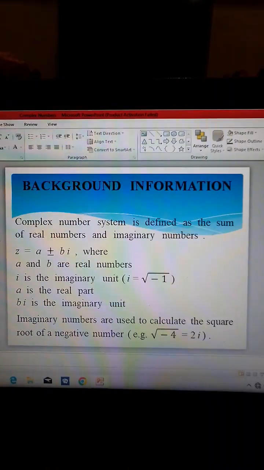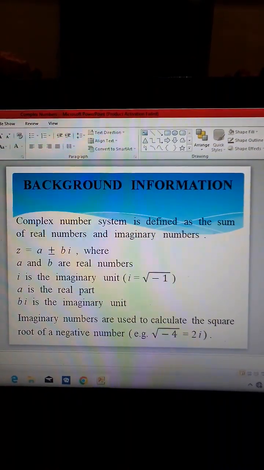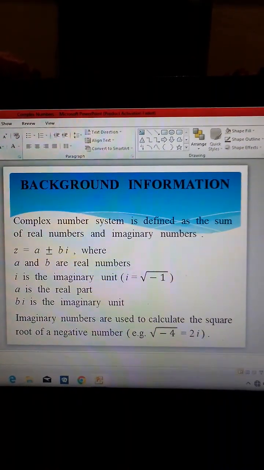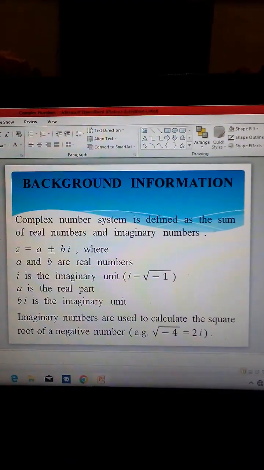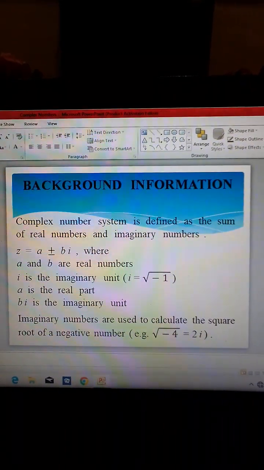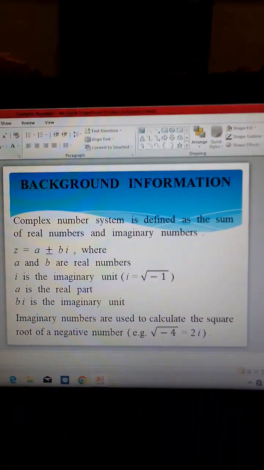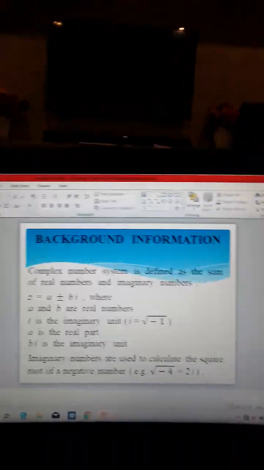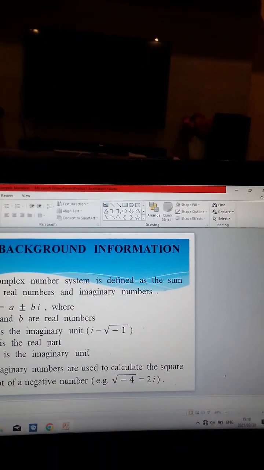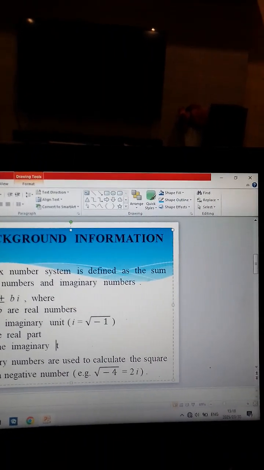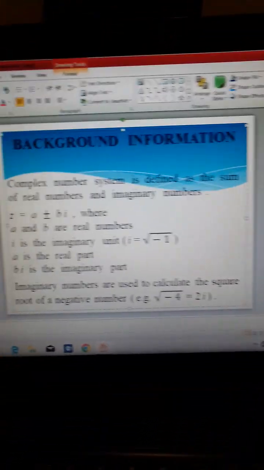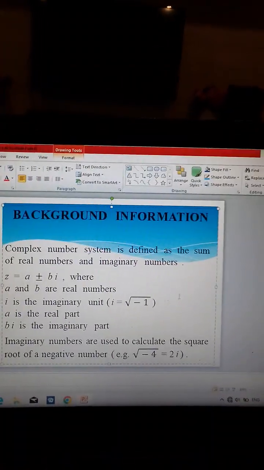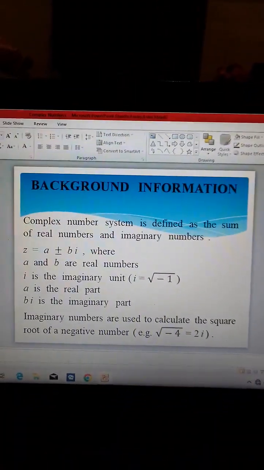A is the real part, so that's the real number part. Bi is the imaginary part, because b is a real number and i is the imaginary unit. I hope that is clear and I hope that makes sense.